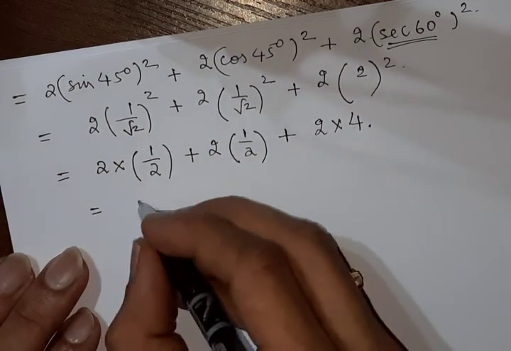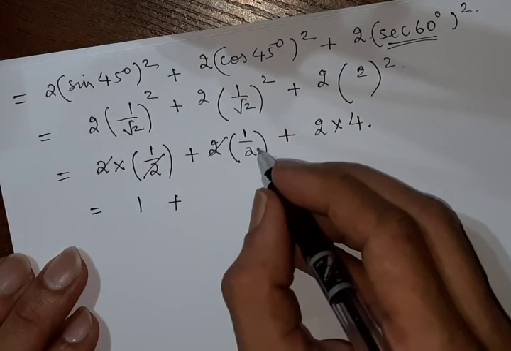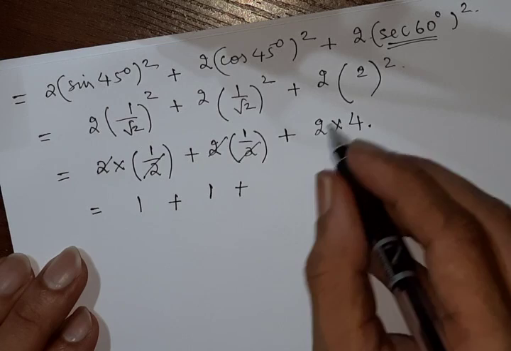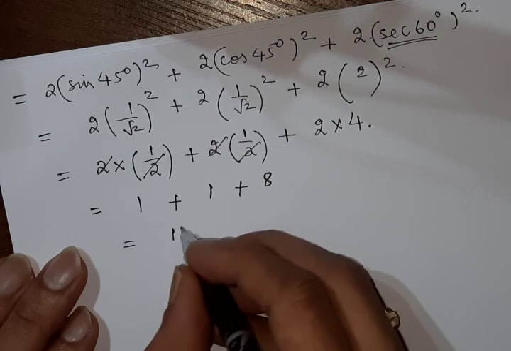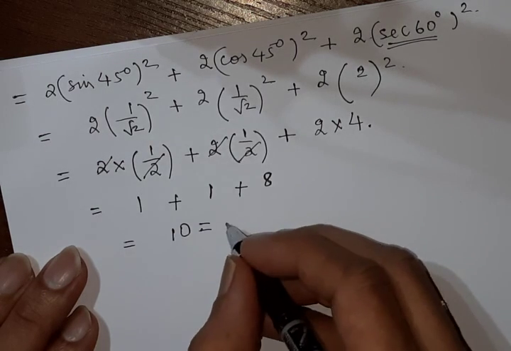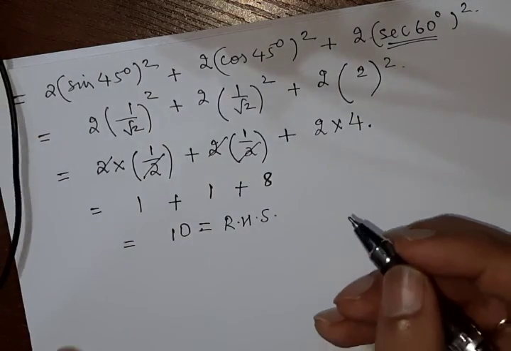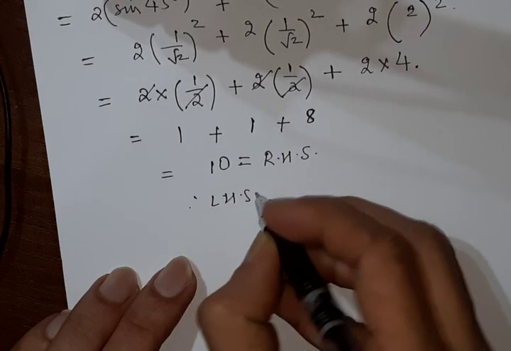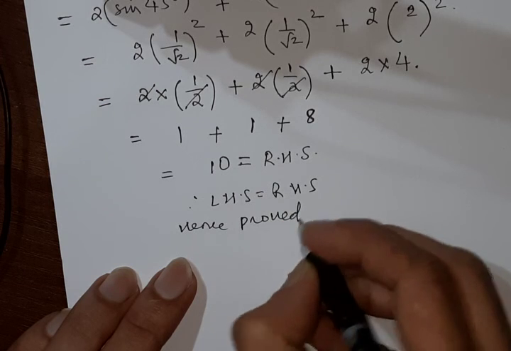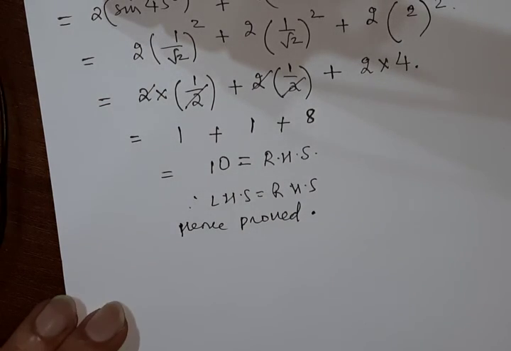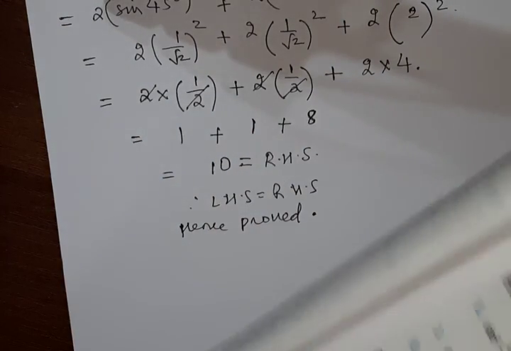Okay, so what you will get is 1 here, 2 and 2 get cancelled, you will get 1, plus here also 2 and 2 get cancelled, you will get 1, plus 2 times 4 is 8. Okay, so what you will get is 1 plus 1, which is 2, plus 8 is 10. Okay, and this was the RHS, okay, that we wanted to prove. So therefore LHS is equal to RHS, right, hence proved. Okay, so that was the fourth problem. Now let us go to the fifth one.